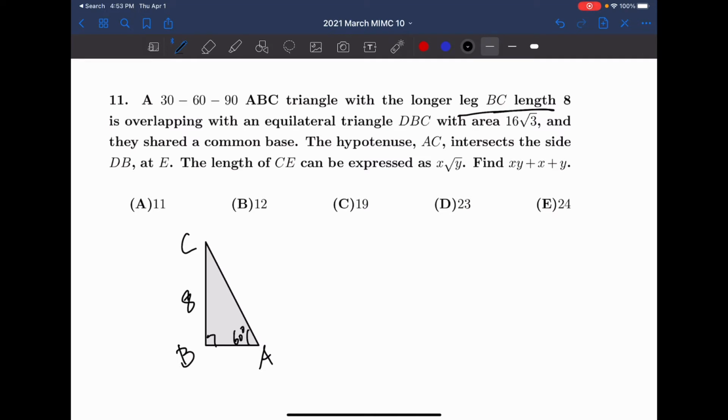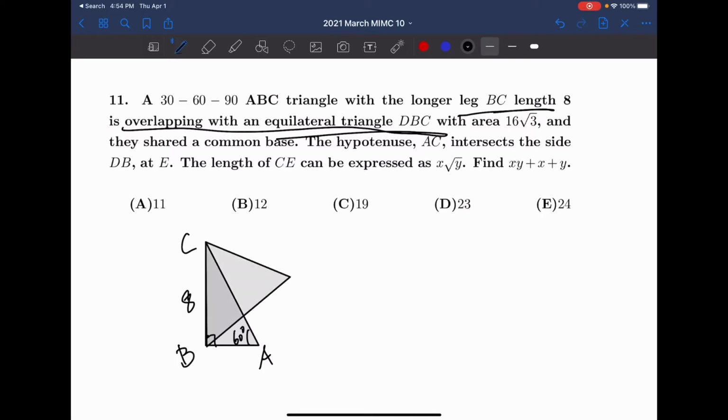And they intersect the side DB at E. So there is another overlapping equilateral triangle with basically sides at the same, right? Basically, it has to be either like this or this, but it says it's overlapping, so the sides will be like this.